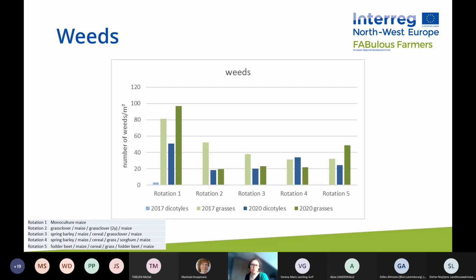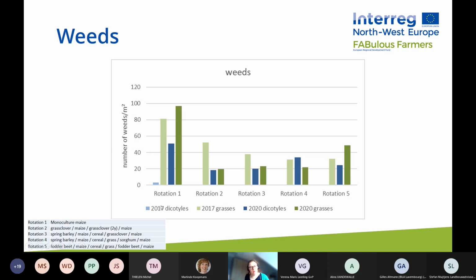And that's an important thing that we were able to see in this trial, because in the weed control without the use of plant protection products, rotation can be an important way to cover this weed problem.